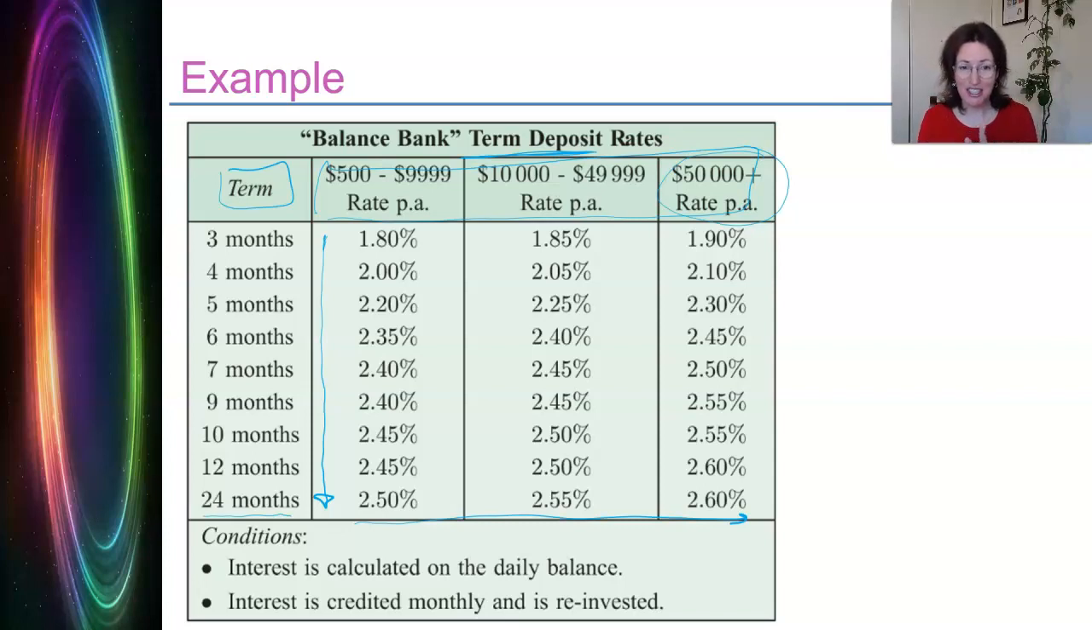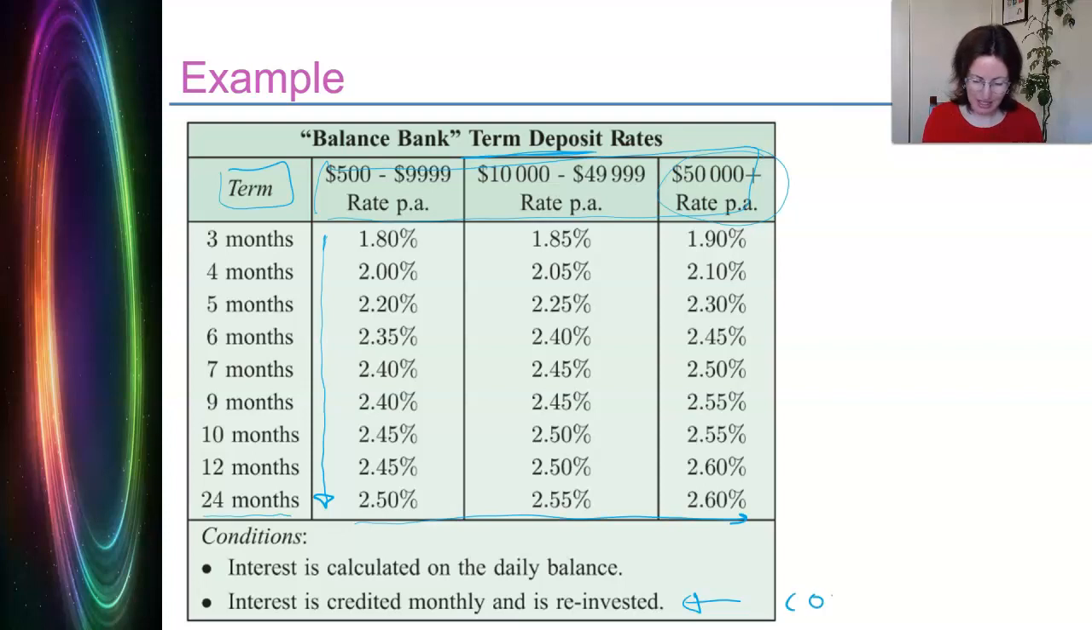Now there are some conditions here. Let's look down at the bottom, particularly this one here. How is the interest calculated? It says that the interest is credited monthly and is reinvested. Think about that. The interest that's worked out, that amount of money goes back into the account, and therefore the following month interest is calculated on that new amount. Is that simple or compound interest, do you think? It's compound, because it's compounding the amount.